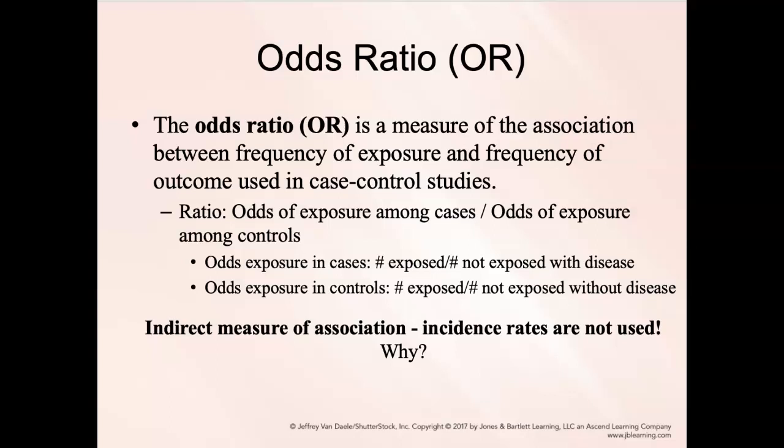All it is, is a fraction. A fraction that in the numerator includes the odds of exposure in the cases, and in the denominator includes the odds of exposure in the controls. We use an odds ratio, which is essentially an indirect measure of association. When it comes to case control studies, we do not use direct measures of association.